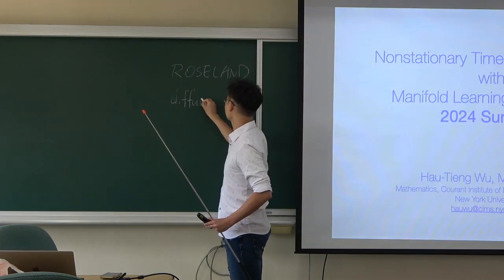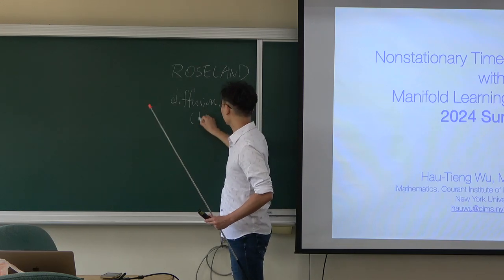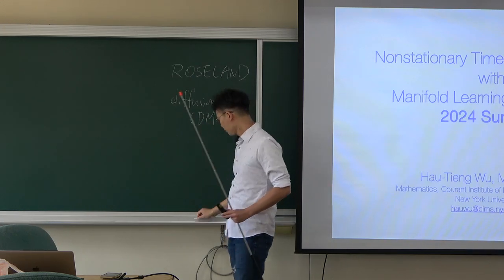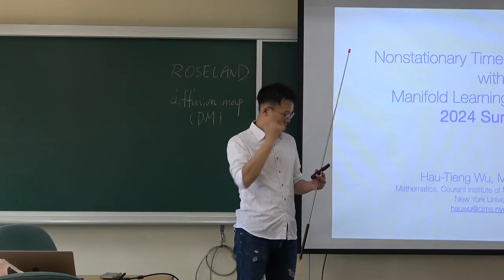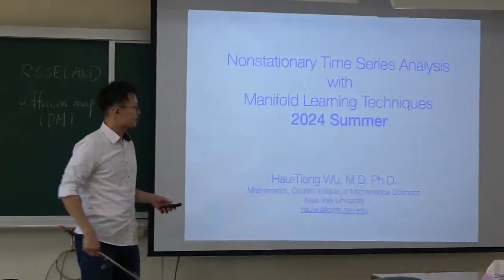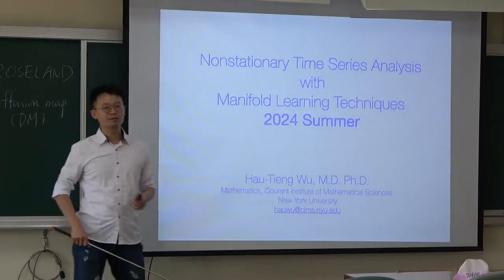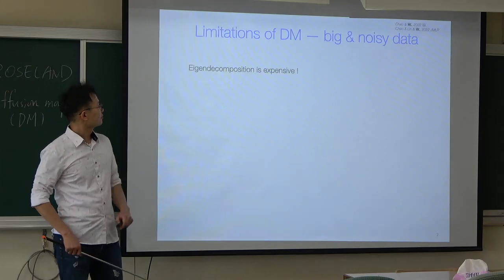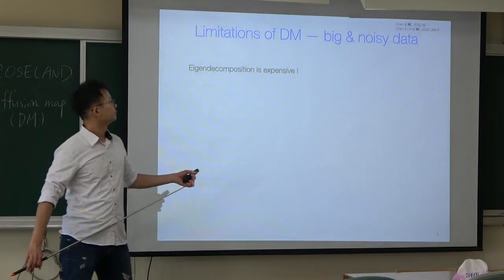And we have talked about diffusion map in the previous lectures. If you haven't learned diffusion map, you may want to go back and take a look. The main focus of this Roseland algorithm is trying to speed up diffusion map. So first, what is the limitation of diffusion map?